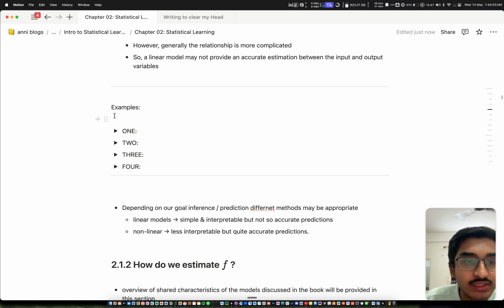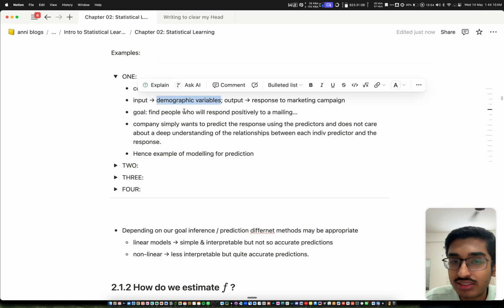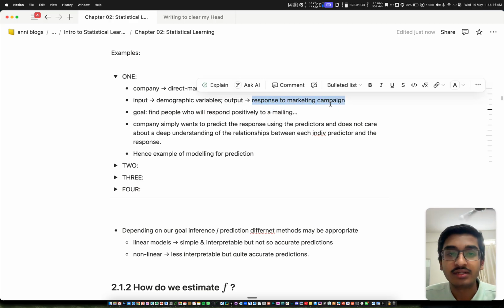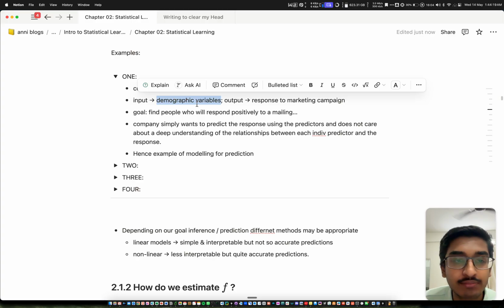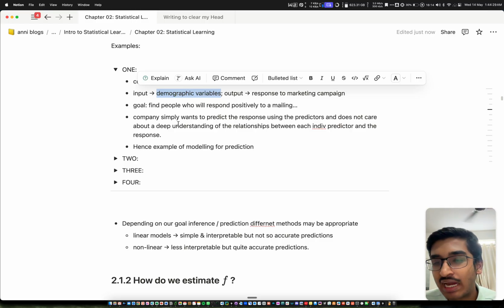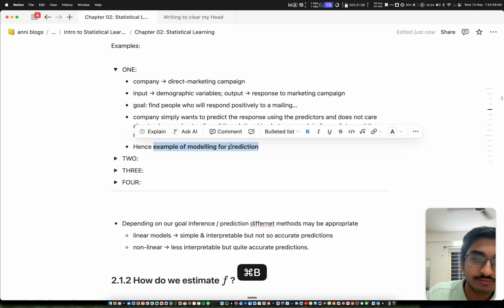So let's quickly go through the examples. For example, a company wants to do a marketing campaign, and it has a bunch of demographic variables as input, and the output of the algorithm should be how responsive this particular person is to my marketing campaign. So I have a bunch of variables about me, like I'm Indian, I'm this and that. The company couldn't really care less about how the algorithm is doing its job. The company just wants a really good algorithm, because it's not generalizable across demographics, right? And it just wants a really good algorithm that can predict whether this person is going to respond to my email or not, is going to respond to my marketing campaign or not. That's why it's an example of modeling for prediction, right?